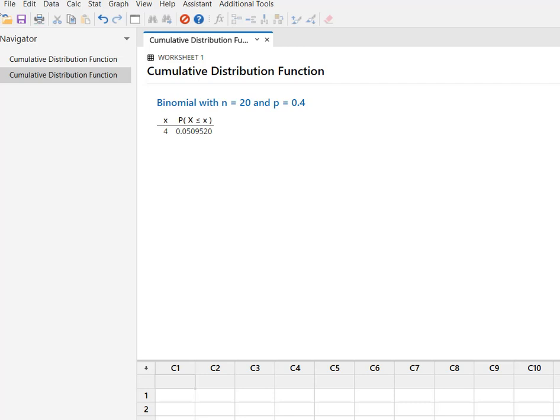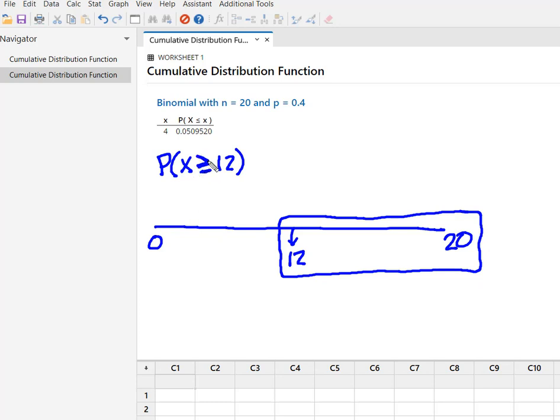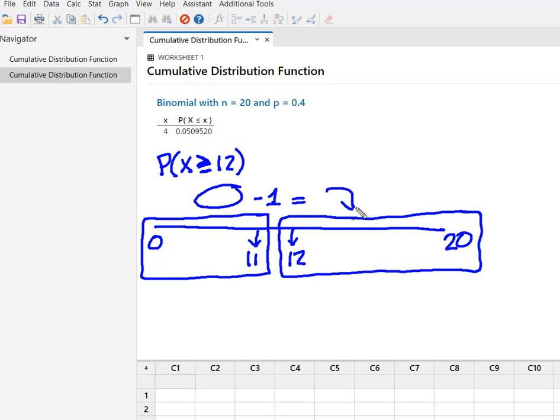The next one that I solved for was the probability of 12 or more. And we decided that 12 or more means that I include 12. And so again, think of this between 20 and 0 successes. And so here is my 12, and I want the probability of 12 or more. So this is what I want. Remember, I'm solving in the opposite direction of this CDF, which means I'm going to have to solve for 0 to 11 and then subtract this probability from 1 to give me the probability that I want.